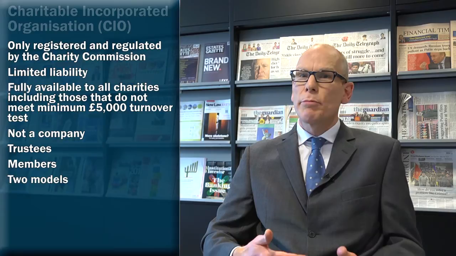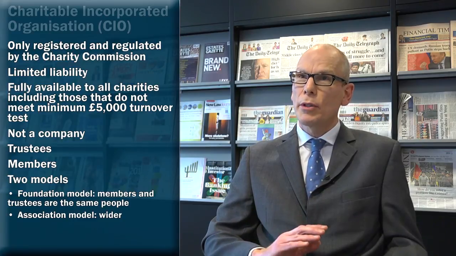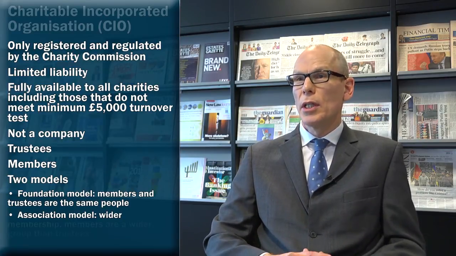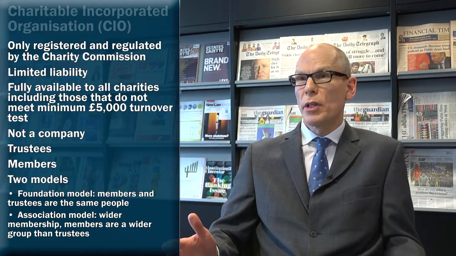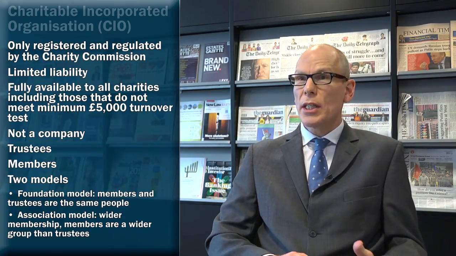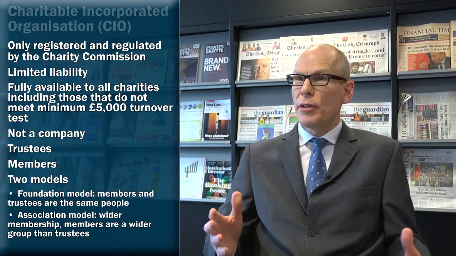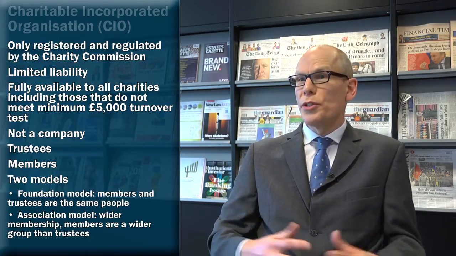So within a CIO, we have trustees, and we also have members. And there are two models within the CIO itself. The first model is called the foundation model. That means that the members and the trustees are the same people. The other model is what's called the association model, which means that there's a wider membership. So the members themselves are a wider group than the trustees alone. And in fact, that's similar to the company limited by guarantee. There also you can have either a very closed membership where the members and trustees are the same, or indeed a much wider membership.